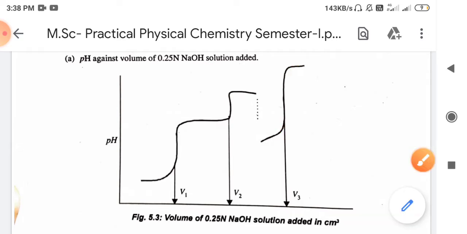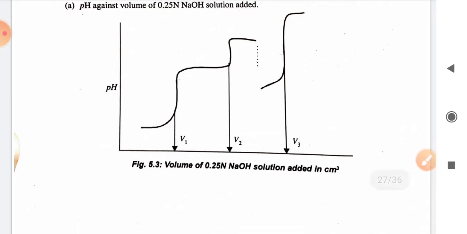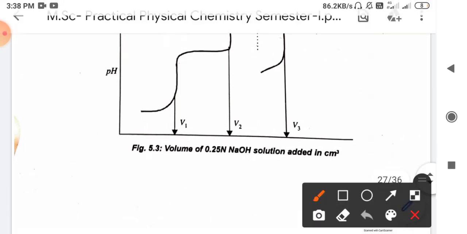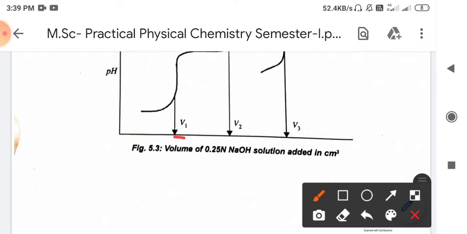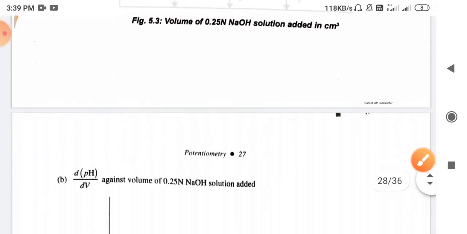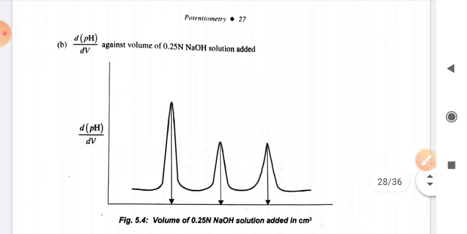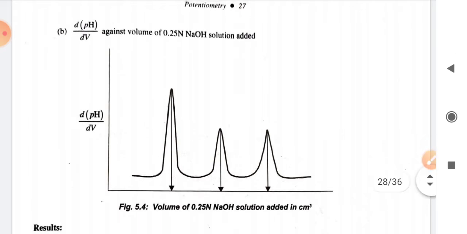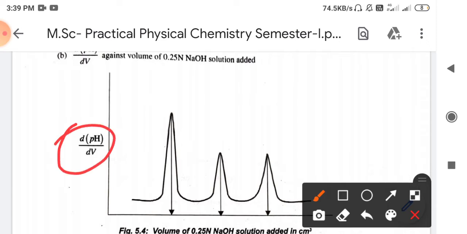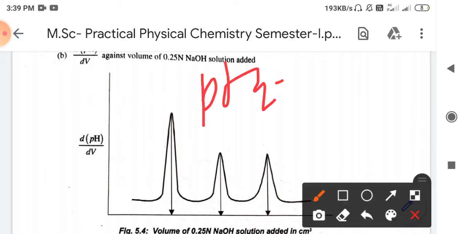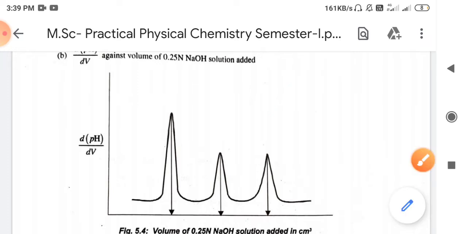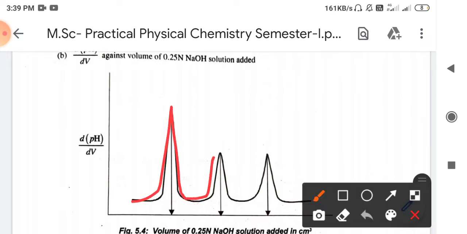and we measure the pH values. From this experiment we get 3 different readings: V1, the initial endpoint, then the second endpoint for the second pK value, and V3, the third endpoint. So we need to plot the second graph, that is change in pH with respect to change in volume, where change in volume is 0.5, and change in pH is pH2 minus pH1. Based upon this we get 3 sharp peaks, 1, 2 and 3.